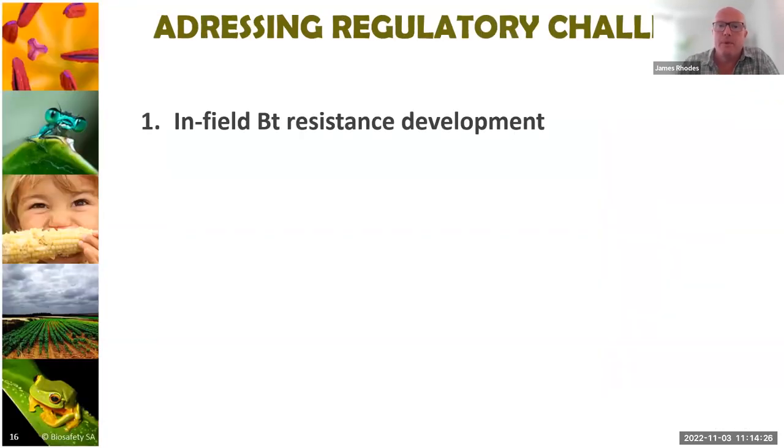I want to speak a little bit about regulatory challenges, and how they've been addressed in South Africa. We adopted Bt maize in 1997. One of the concerns is that the insects are going to develop resistance to the Bt trait. So there are various requirements in place. You need to grow refugia to minimize the likelihood of this developing. And as part of the permit requirements, you need to report and monitor if you see resistance developing.